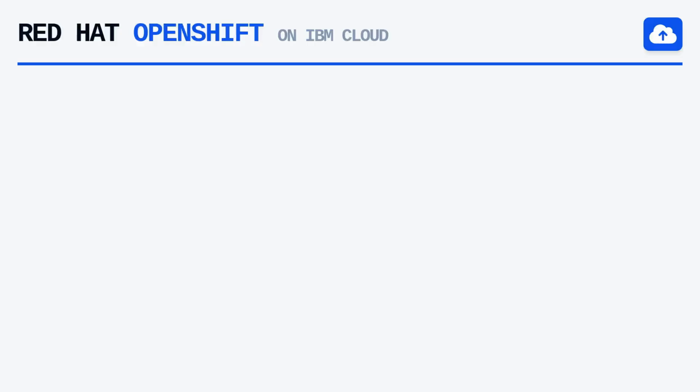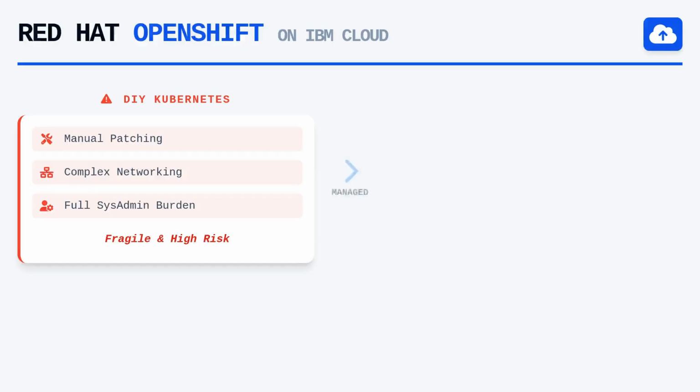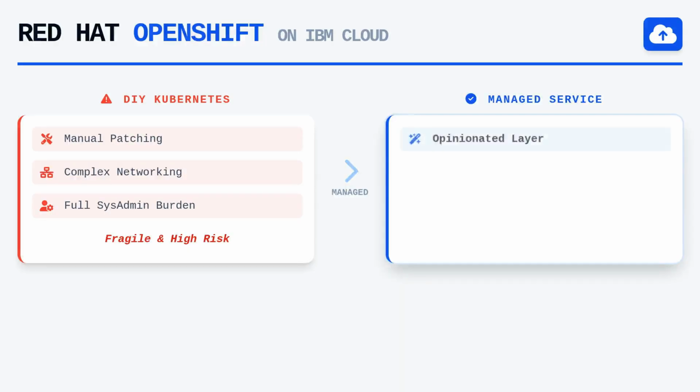Red Hat OpenShift on IBM Cloud is essentially a managed service that takes the complexity of upstream Kubernetes and provides a streamlined, opinionated layer for enterprise production. When you operate a raw Kubernetes cluster, you are effectively acting as your own systems administrator, responsible for patching, networking, and security hardening. With the managed OpenShift service, those operational burdens shift toward the provider, allowing you to focus on the software engineering requirements that actually drive business value.